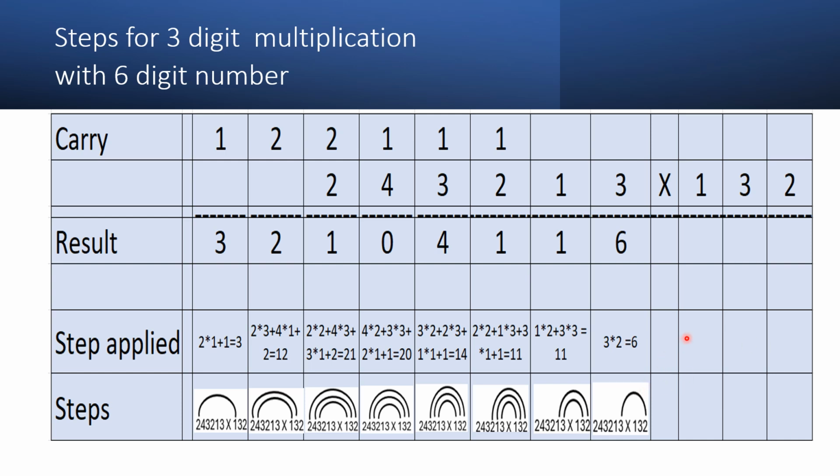For a 6 digit number multiplication with a 3 digit number. Here in the first step you can see the pairing of one digit, that is 3 into 2 equal to 6, and in the second step it is a two-digit number. I mean two pairs are considered to be calculated here. 1 into 2 plus 2 into 3 equal to 11. You will keep the result 1 and carry forward 1.